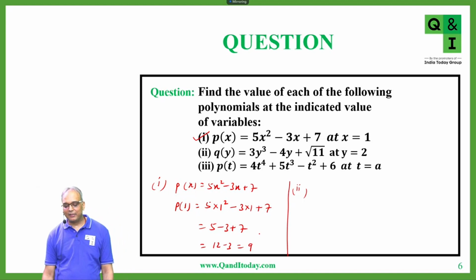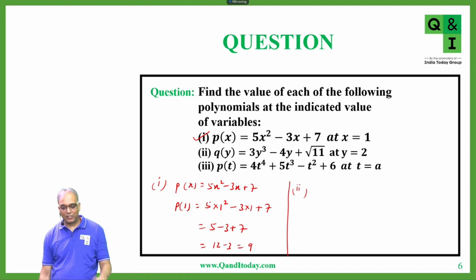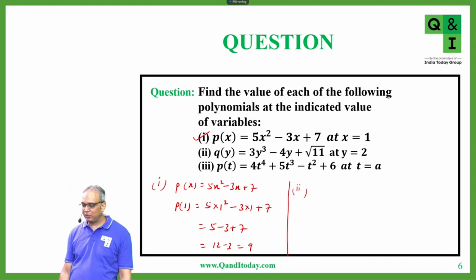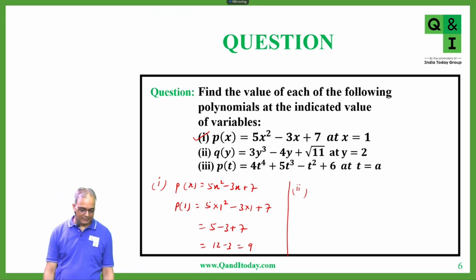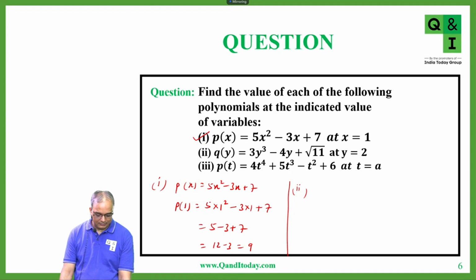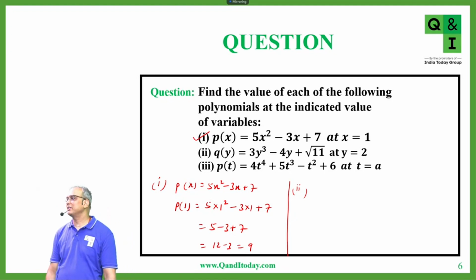You have a polynomial Q(y), 3y cube minus 4y plus root 11. You have to find the value at y is equal to 2. Yes, Anna, it is correct. Sir, 16 plus root 11. Yes, correct. Arush, it is correct. Subhranshu, yes, it is correct.